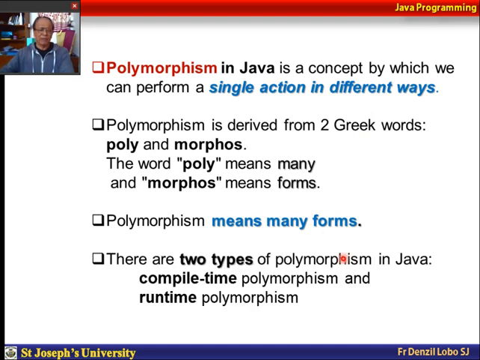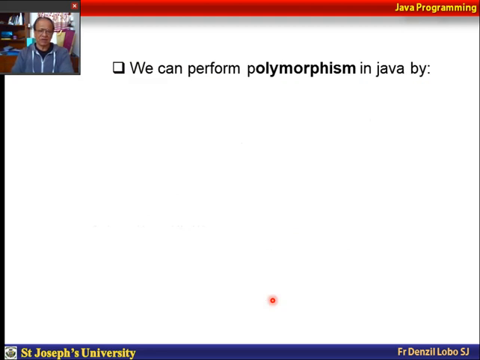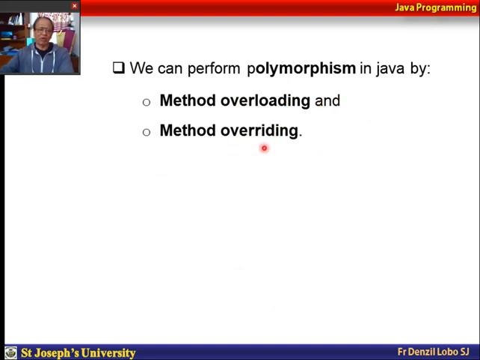There are two types of polymorphism in Java: compile time polymorphism and runtime polymorphism. Initially we shall deal with runtime polymorphism in Java. It's a very important concept and very practical concept. Let us see what it is. We can perform polymorphism in Java by method overloading and method overriding.